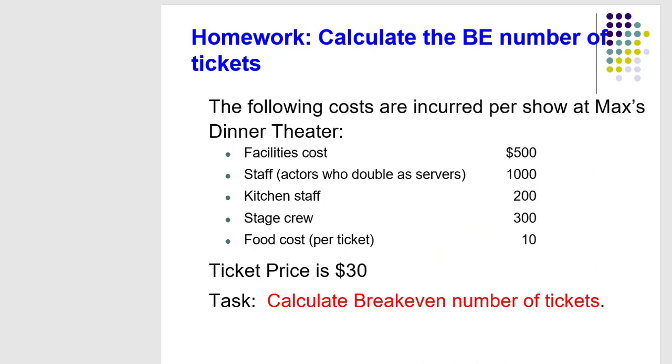So here's another example left as homework. This is a little bit more difficult because the fixed costs are not given to you straight. Instead, the fixed and variable costs are mixed up here. So your task is to divide this cost into fixed and variable components. But the unit price is given, the ticket price in this case. This is like a Max's dinner theater. They need to sell a certain number of tickets in order to break even. So you have the price, and you can calculate the fixed cost. You can calculate the average variable cost.